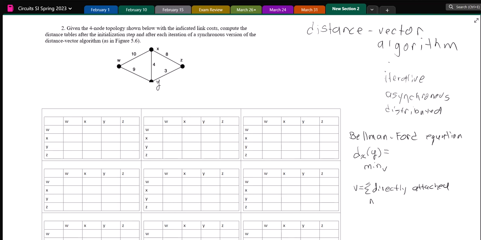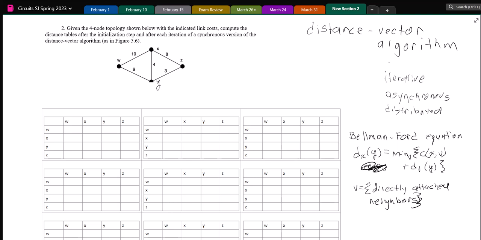And I'm going to explain all this. Directly attached neighbors. So the minimum taken over all the directly attached neighbors of the cost or distance from X to V, where V is one of the directly attached neighbors, plus the distance from that V to Y. Okay, and we'll see how that works.